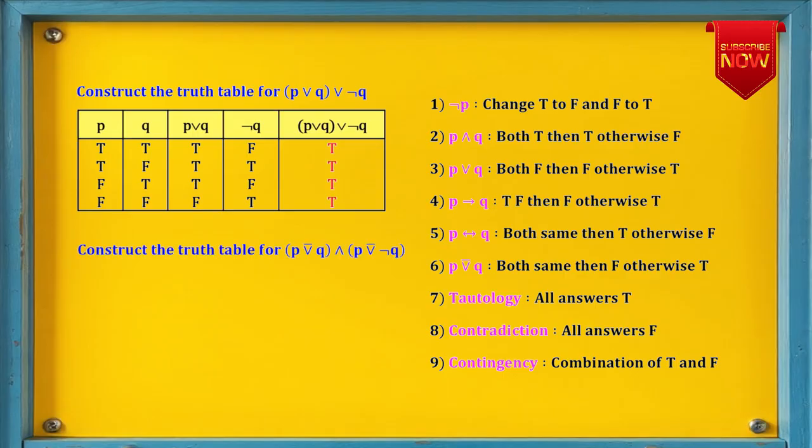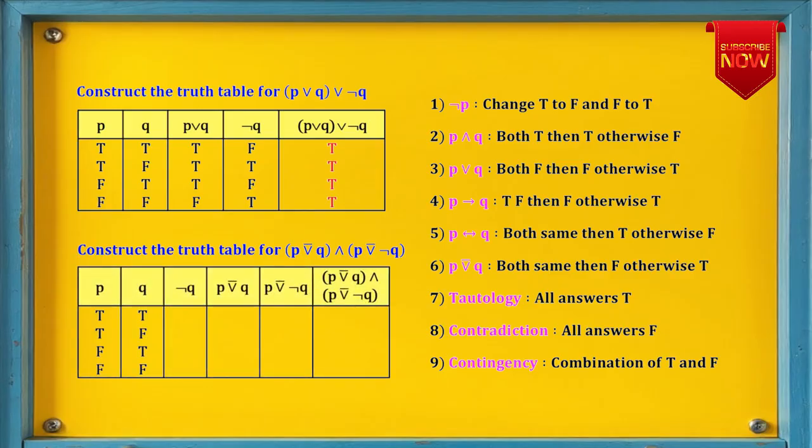Next one, construct the truth table for P XOR Q and P XOR not Q. We take P, Q two statements and four possibilities TT, TF, FT, FF. See the question and take the table. So take not Q, and then first bracket P XOR Q, and then second bracket P XOR not Q, and finally take this question. First, not Q means we have the statement Q, just change T to F and F to T.